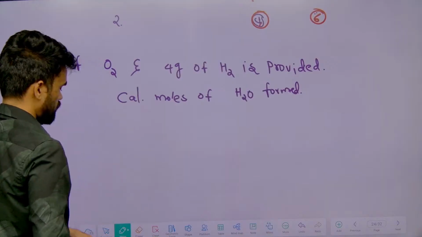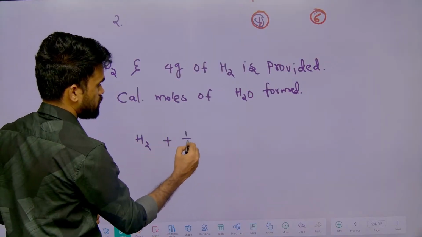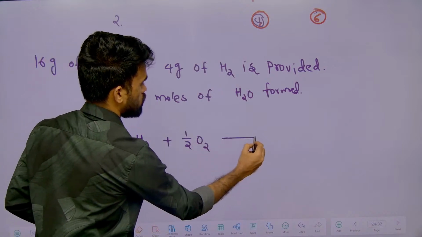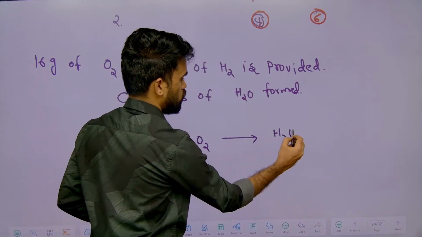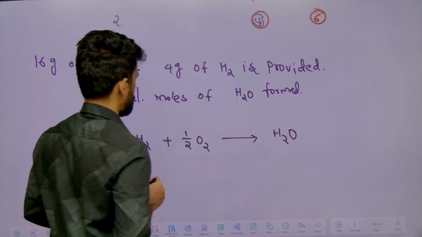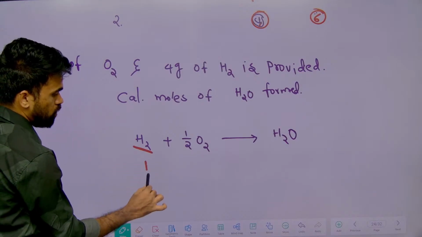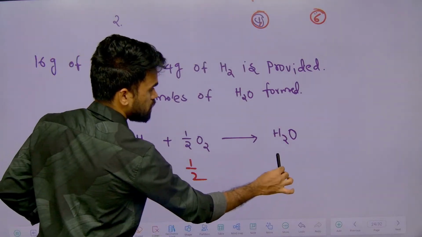So first thing is to write a balanced equation. H2 plus half O2 gives H2O. First, balanced or not? Yeah, balanced. Then next. Here you can see 1 mole requires half mole and produces 1 mole.